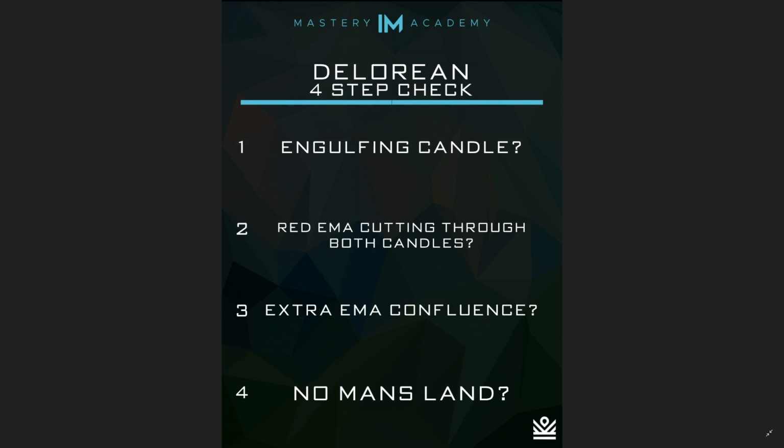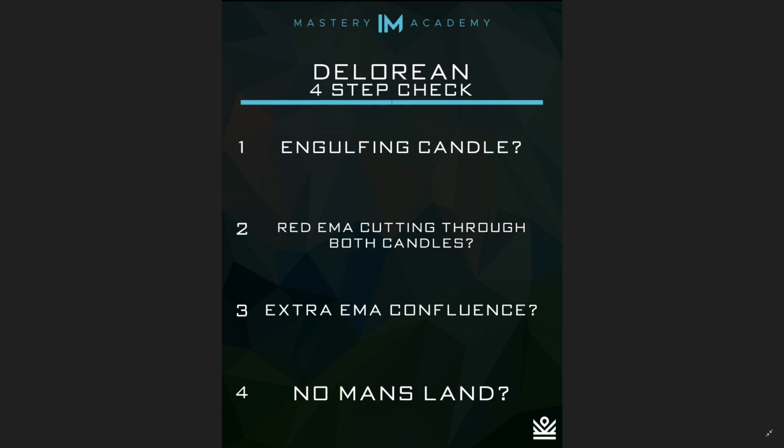So, question number 1 you need to ask yourself is, do we have an engulfing candle? For those of you who do not know what an engulfing candle is, I'm going to show you in a minute. Question number 2 should be, is the red EMA cutting through both candles? We'll take a look in a second. Question number 3, are there any extra EMAs for confluence? And number 4, are we in no man's land?